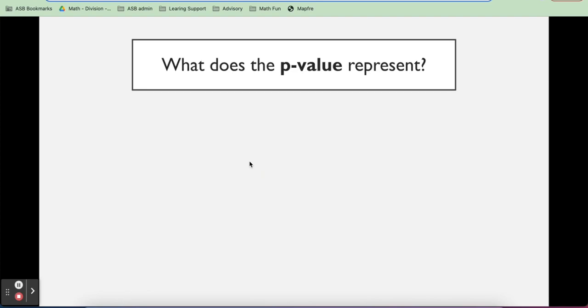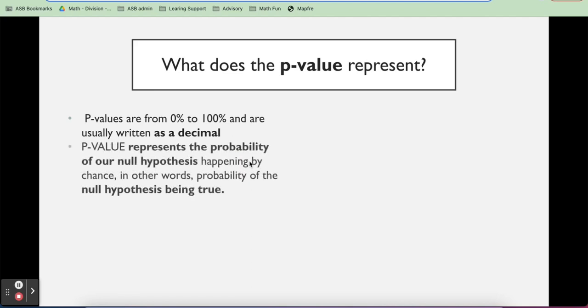Okay, at the beginning of this video, I said that we are going to be calculating a p-value. So the calculator will be giving us this p-value. Now, what does this p-value actually represent for us? It's going to be a probability given to us as a decimal. And this p-value represents the probability of our null hypothesis happening by chance. So in other words, it's the probability of the null hypothesis being true.